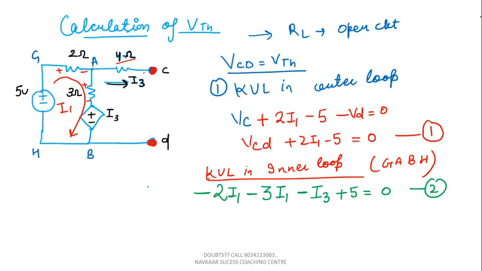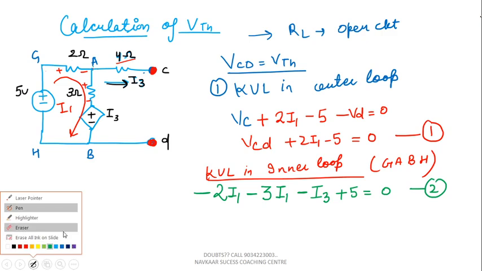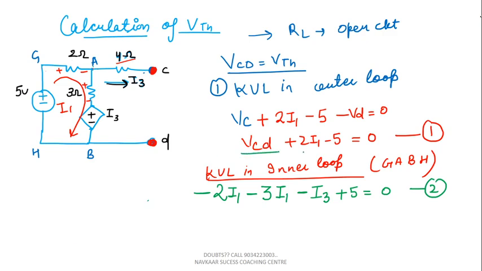Now we will see how many variables there are. You can see that one variable is VCD, another variable is I1, and another variable is I3. For 3 variables you have to make 3 equations to solve this, right? Now you can see that I3 is the current flowing from A to C, and no current is flowing from A to C because this is an open circuit. So we can write down that the I3 value is equal to 0. This is the third equation we got.